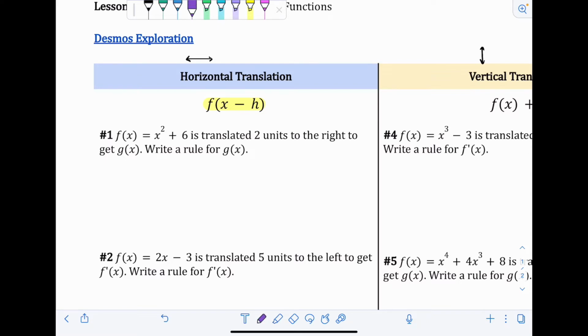So we can say this x minus h thing indicates a change to the input. Another word that you'll see in the workbooks instead of input is the word argument. It just means the part that's inside the parentheses.